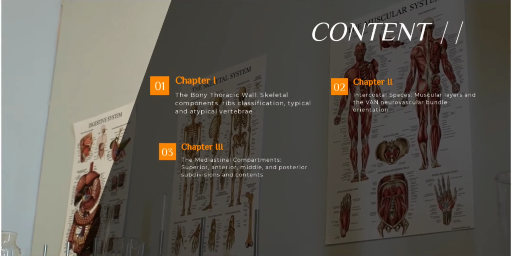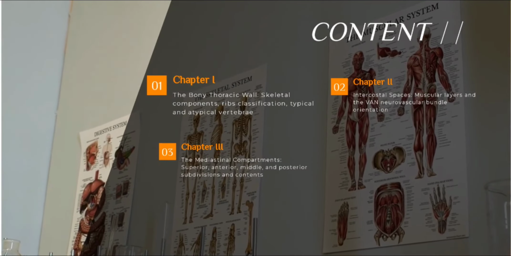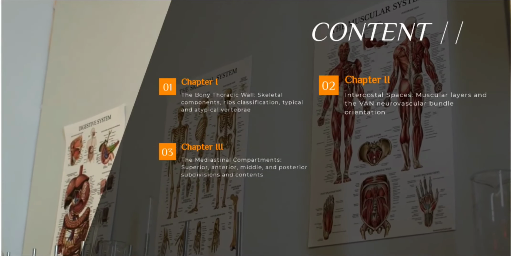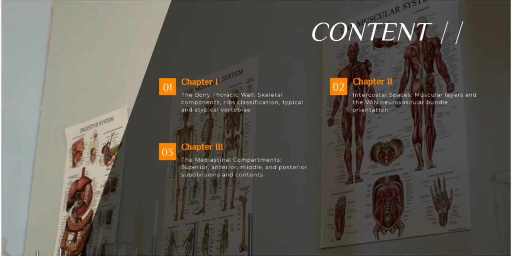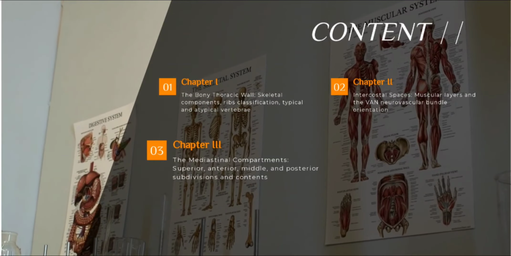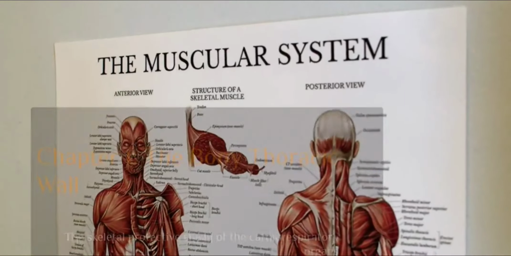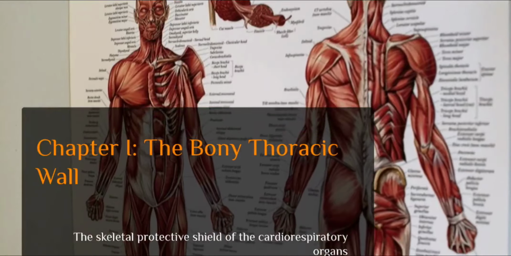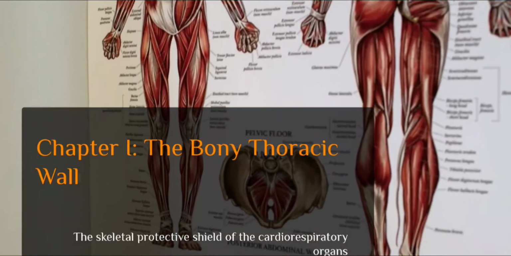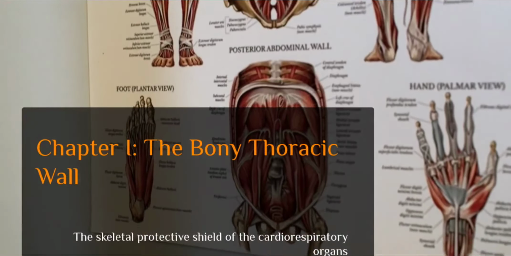First, we will examine the skeletal structure of the thoracic wall. Then we will look into the intercostal muscles and neurovasculature. Finally, we will break down the subdivisions of the mediastinum. Let's begin with Chapter 1, where we will study the bones that form the cage-like protective framework of the thorax.